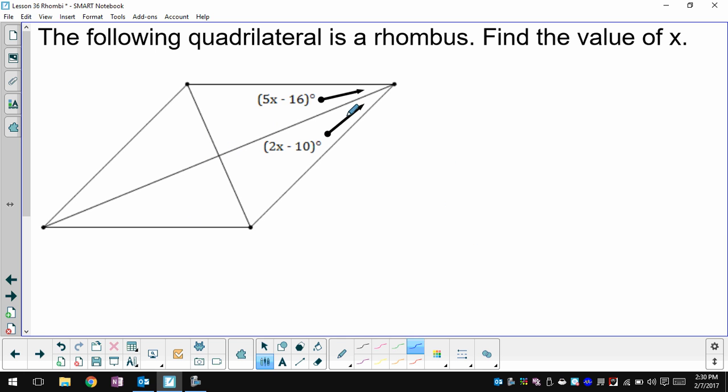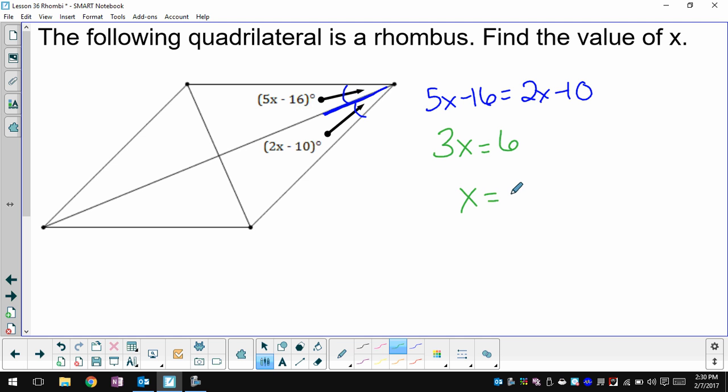Here I have these two smaller angles, and these two smaller angles are formed by this diagonal bisecting this angle in the rhombus. So these two smaller angles are equal to each other. So I can say that they're equal. And then this is a matter of doing some algebra. So I subtract 2x from both sides, add 16 to both sides, divide both sides by 3, and get that x is 2.